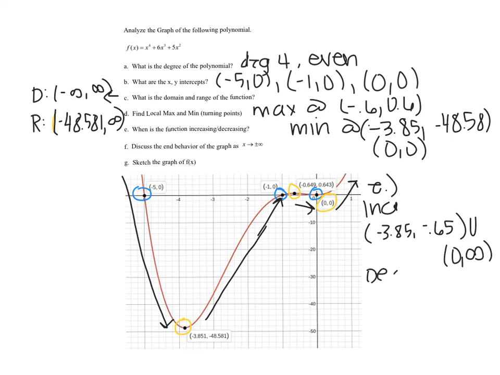Next, we want to look at our intervals of decreasing. So our graph starts decreasing, so from negative infinity to negative 3.85. And then union, since we have a second interval of decreasing, between negative 0.65 and 0.